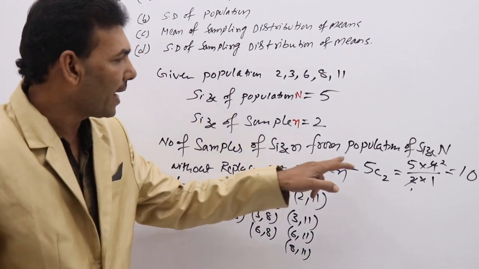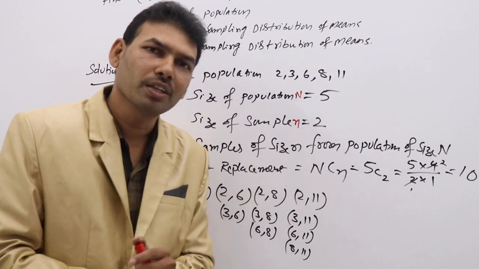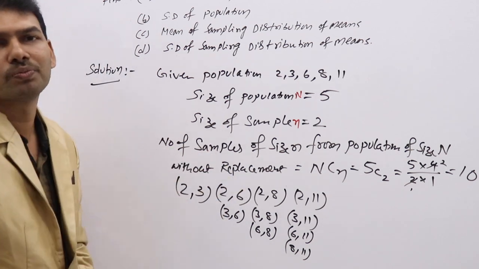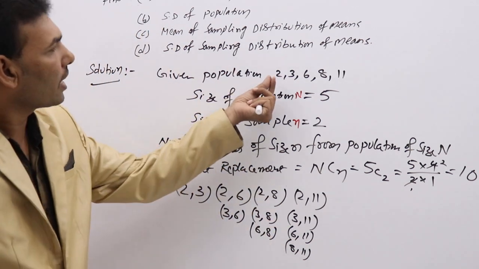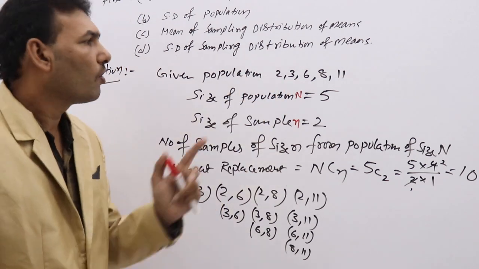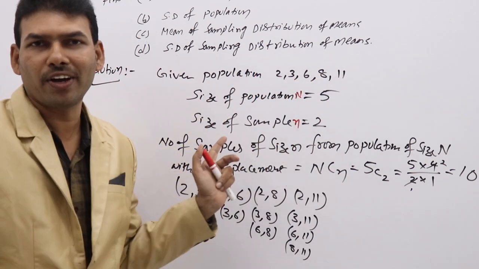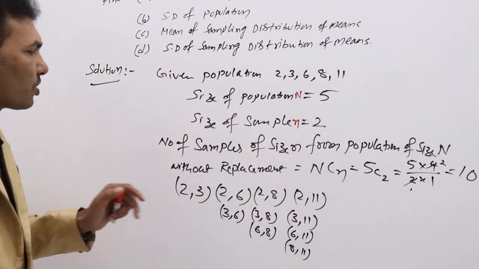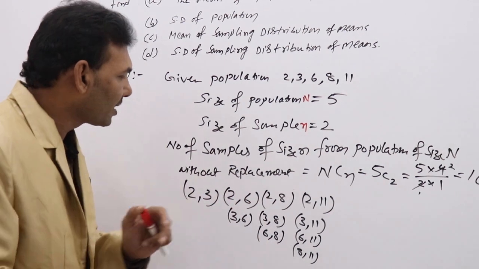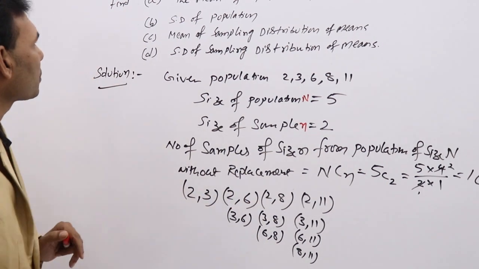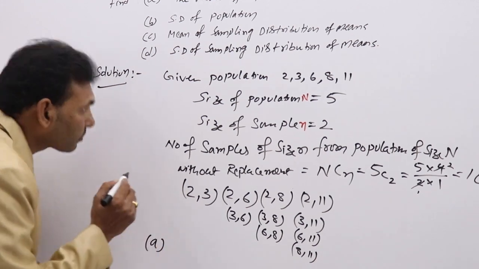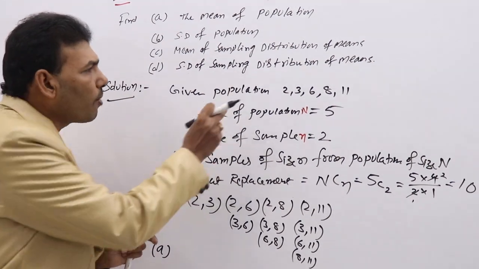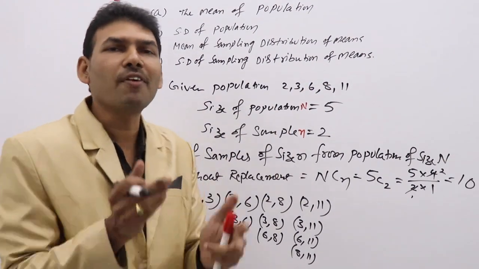With replacement you will get n power n, 5 square, 25. There you can write 2 3 and 3 2, 2 6 and 6 2. Like that, for every element you will get 5. With 2 you can write 5, with 3 you can write 5, with 6 you can write 5, like that 5 5s are 25. So that is with replacement. Now our case is without replacement. So without replacement, like this we can prepare the samples. Now come to our question. What is the first part? The mean of population. Mean of population means, the population items we have are 5, so sum of items by number of items.